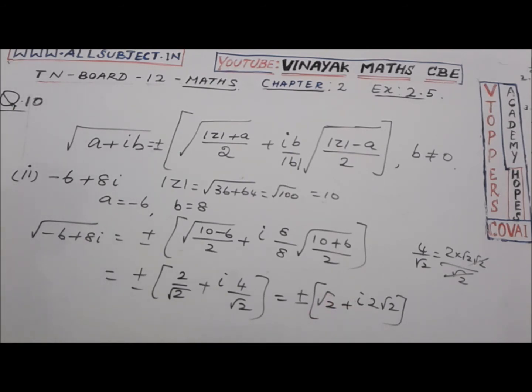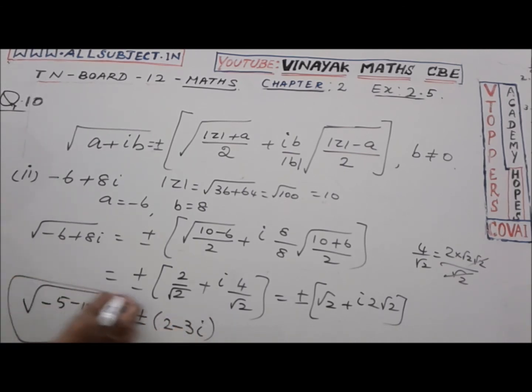Similarly, you can complete the third subdivision, minus 5 minus 12i, equal to plus or minus 2 minus 3i. Let it be a homework.